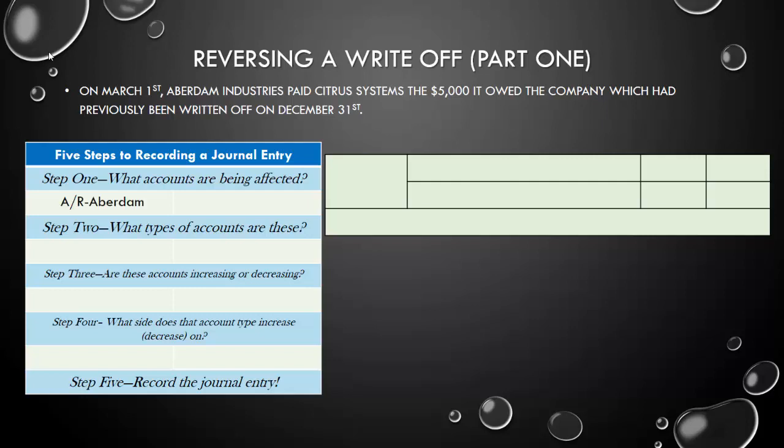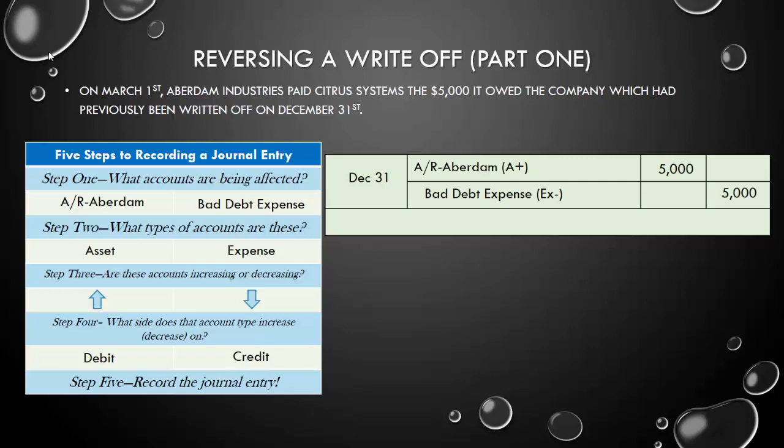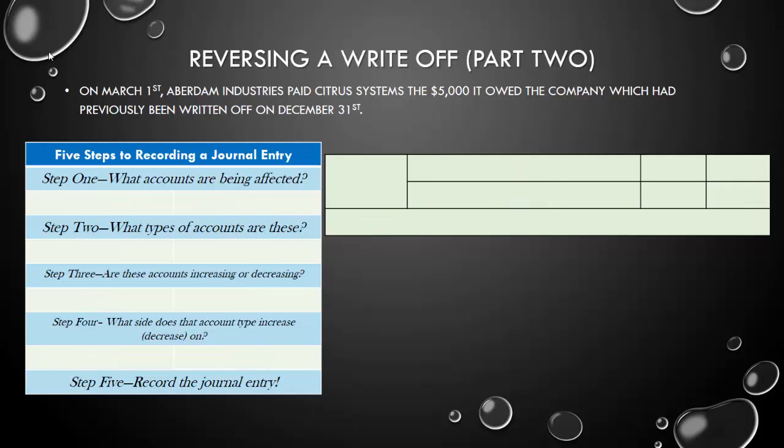So we're going to put it back on by reversing that entry that we just made to write off bad debt. So in this case, our debit is going to be to our receivable from Aberdam Industries, and our credit is going to be to bad debt expense, putting the receivable back on the books and removing the bad debt that we recorded because it wasn't really bad in the long run. So we debit our receivable from Aberdam for the $5,000, and we credit bad debt expense for that same $5,000, and we reverse this previous write-off. Now the receivable is back on the books, we can record collection of payments.